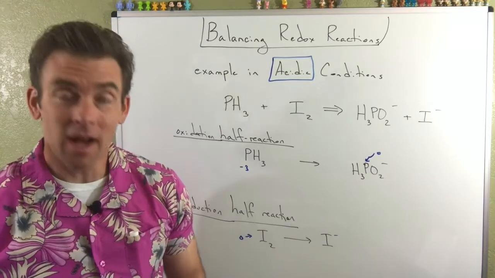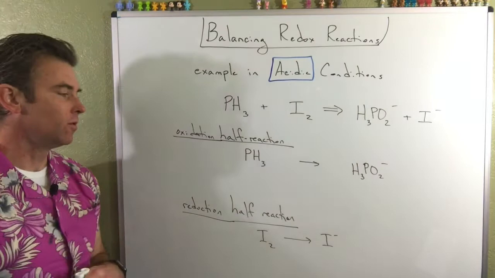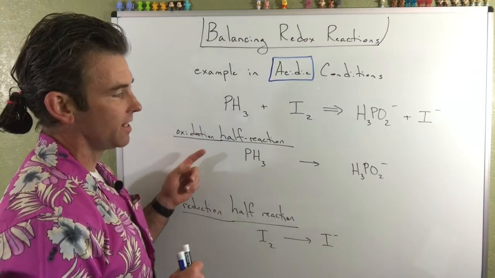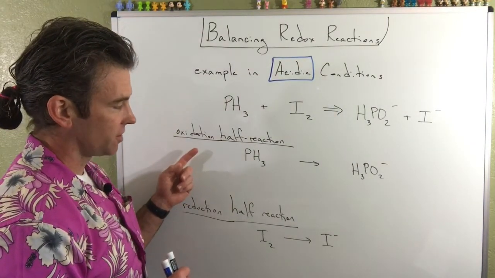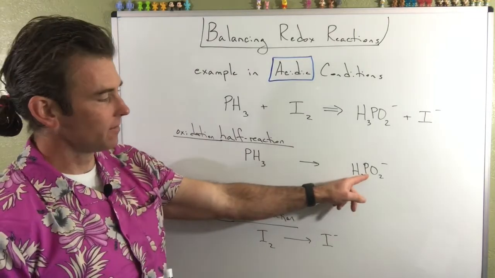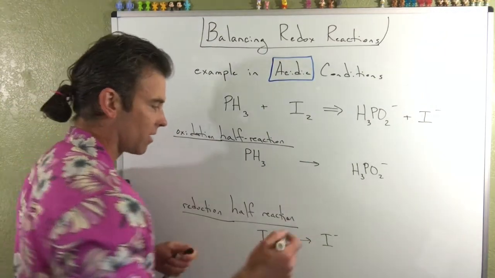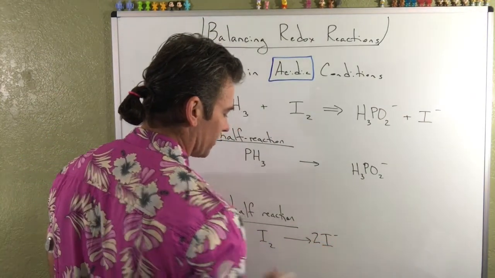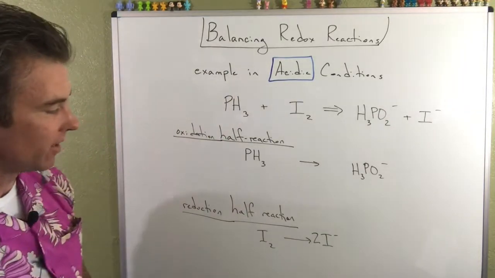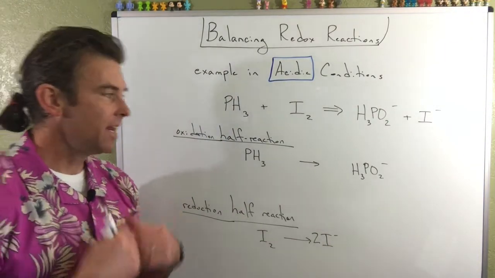So let's go through the next step. Next thing I'm going to do is balance everything that is not an oxygen or a hydrogen. Here my phosphorus is already balanced. Here I see that I actually need 2 iodines, and I'm not going to worry about the charge. That'll come later. I'm going to make sure that I've got everything balanced in terms of those non-O and H elements.